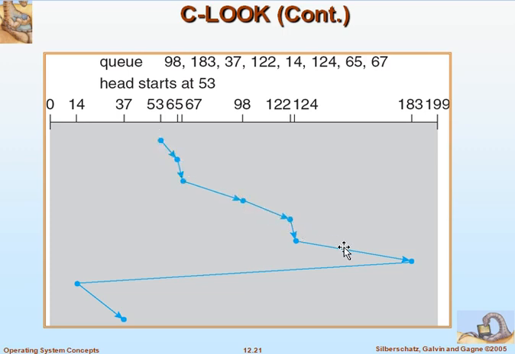It is moving in one direction, catering requests. When it comes to 183, we do not have any request greater than 183. 183 is the last request. Then the head will directly move to the minimum request that we have. So it doesn't go to 0. Instead, what is the minimum request we have? 14. So it will move to 14 and continue moving in the other direction, catering 37. It goes to the highest request and comes back to the lowest request. So this algorithm will work like that.